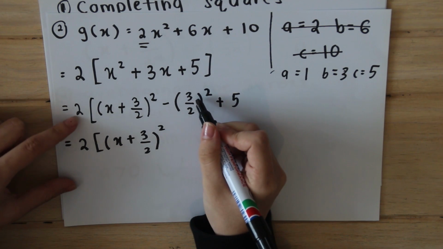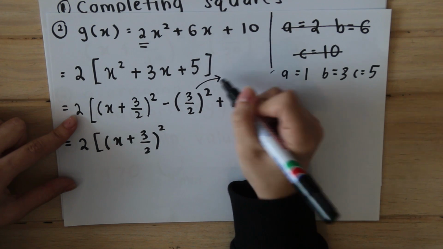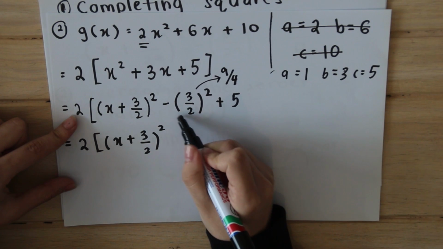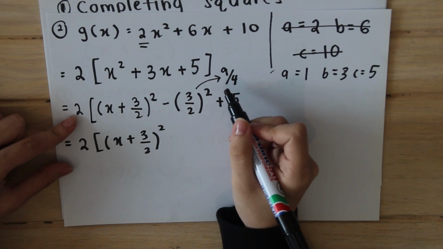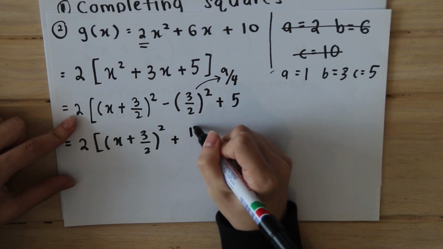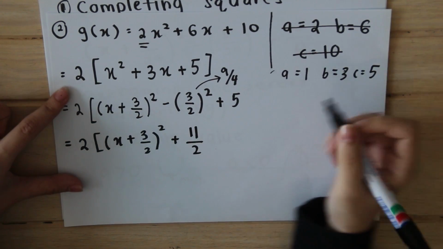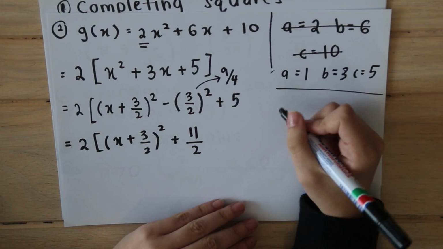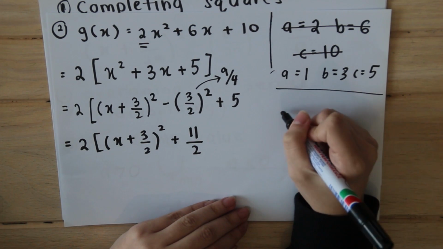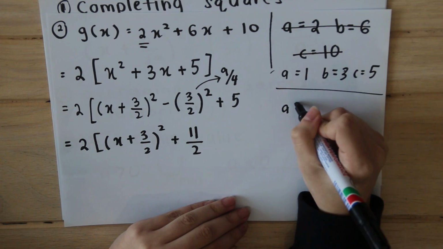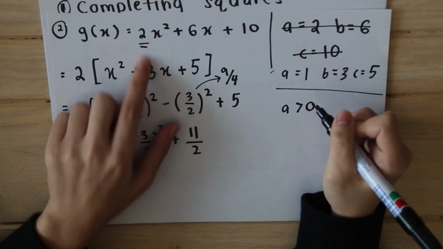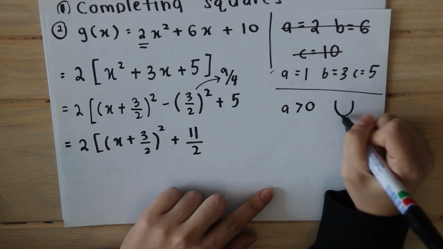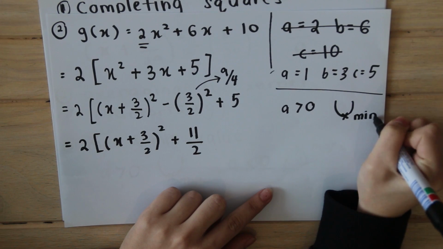3 over 2 square is 9 over 4. And negative 9 over 4 plus 5 is positive 11 over 4. So, to find out if it's a maximum or a minimum graph, we have to determine the a. Since a is more than 0, that means it is a minimum point.